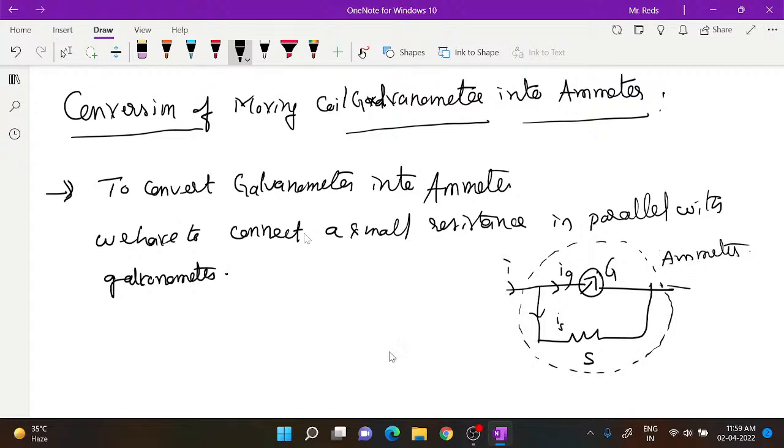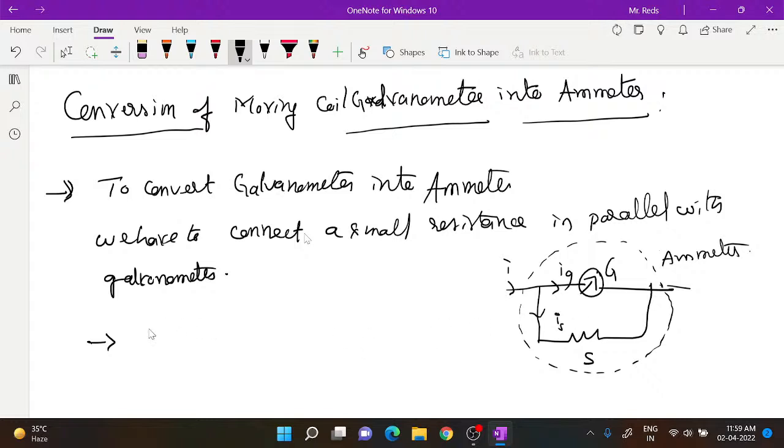So mathematically, the small resistance that should be connected in parallel to convert this into an ammeter depends on the range of current to be measured. We have to calculate this sometimes, and questions can be asked based on this. To understand this, you have to keep in mind that the potential across both will be the same.